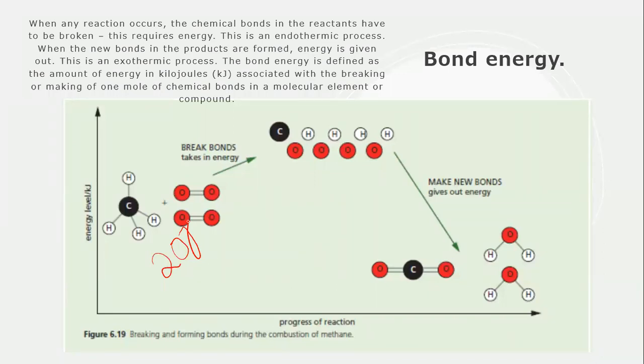Basically, I had to provide this much energy so that the bonds between the methane and oxygen can break. Now, once the bonds between methane and oxygen are broken, new bonds will be made. Carbon dioxide will be made and water will be made. So when the bonds are made, energy is going to be released. So remember this, bond breaking requires energy. We have to give energy to break the bonds. So bond breaking is actually an endothermic process. Bond making, when the bonds are being made, that is an exothermic process. Energy is released when bonds are made.